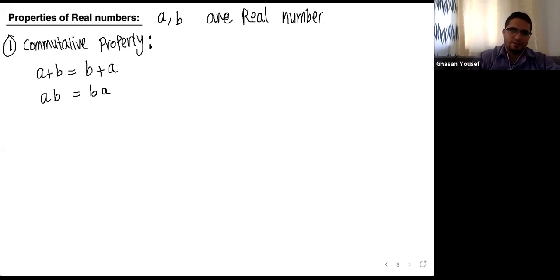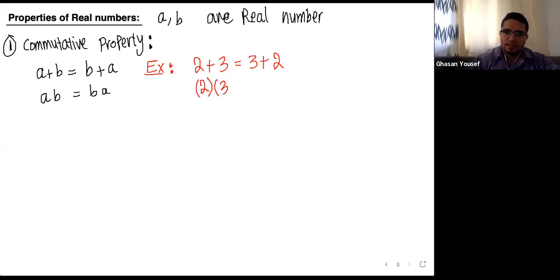If I multiply the first number by the second number, it is exactly the same as multiplying the second number by the first number. So for example, suppose my real numbers are 2 and 3. So A is 2 and B is 3. 2 plus 3 is exactly the same as 3 plus 2. And the same thing for multiplication. 2 times 3 is exactly the same as 3 times 2 in real numbers.